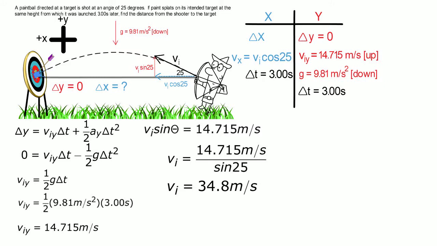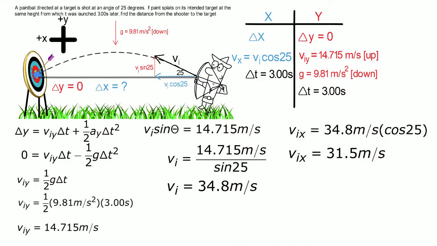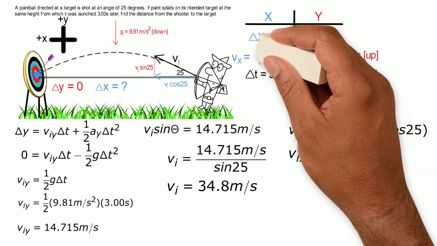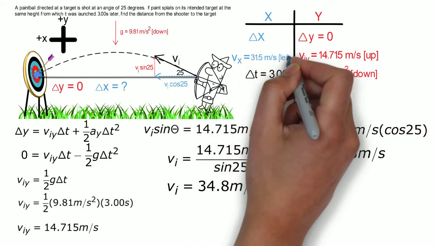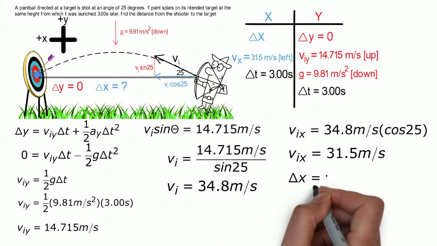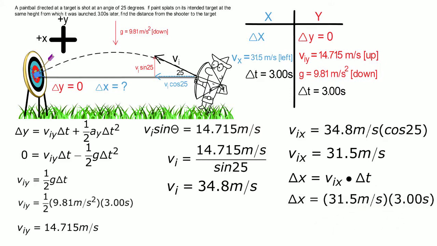And now that we know our initial velocity, we can solve for our velocity in our x component by taking that initial velocity and multiplying by the cos of 25 to give our velocity in x as 31.5 meters per second. And now that we know 2 pieces of information in x, we can solve for the third because there's no acceleration in our x component. So our displacement or range, or distance from the shooter to the target, is our x velocity or horizontal velocity times time, which gives us 94.5 meters.